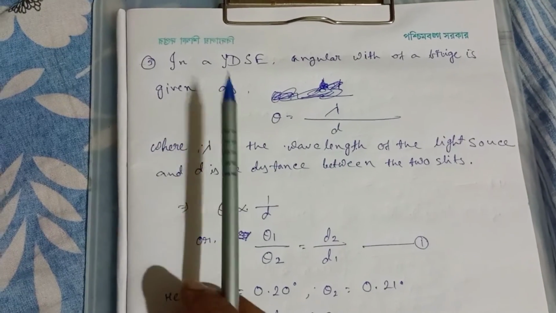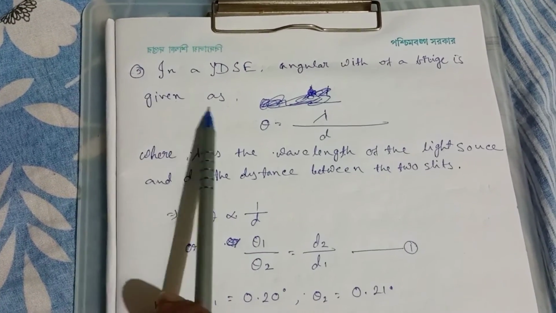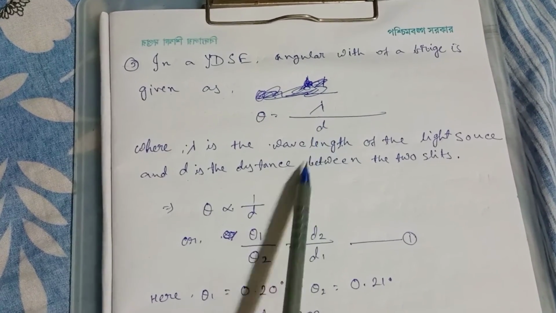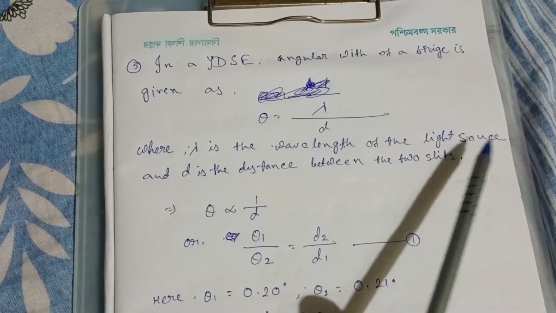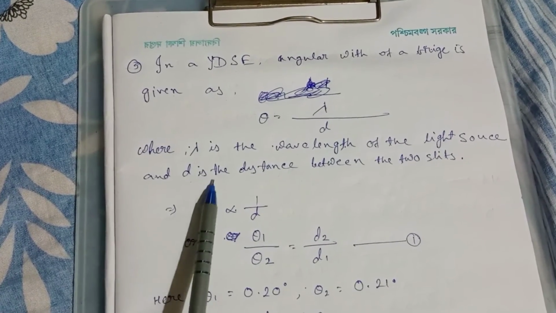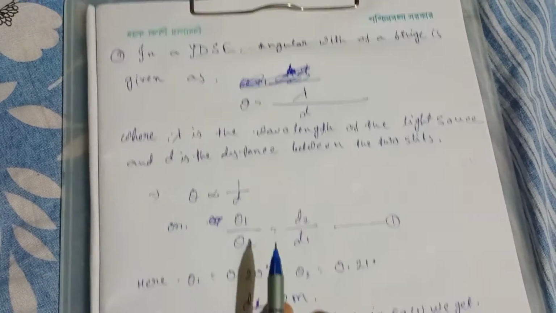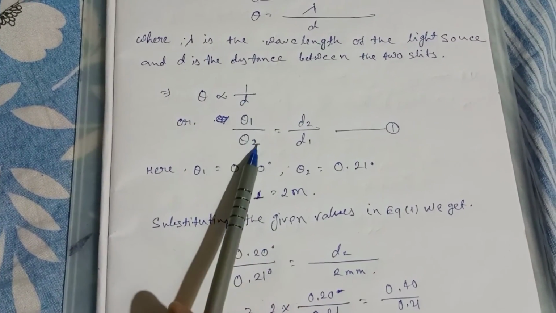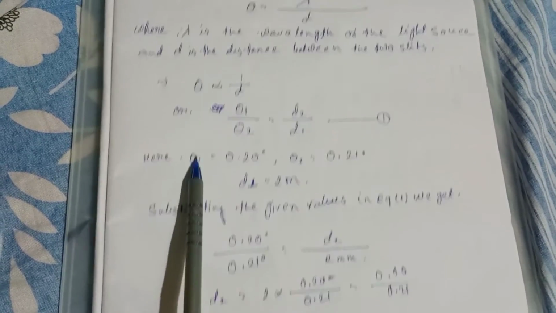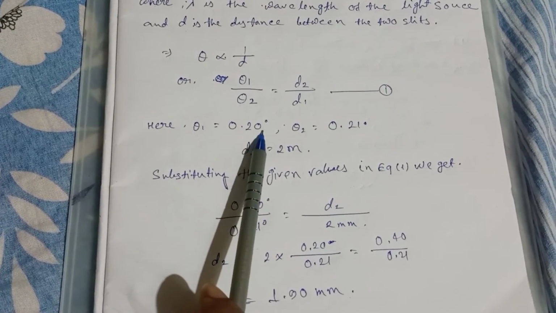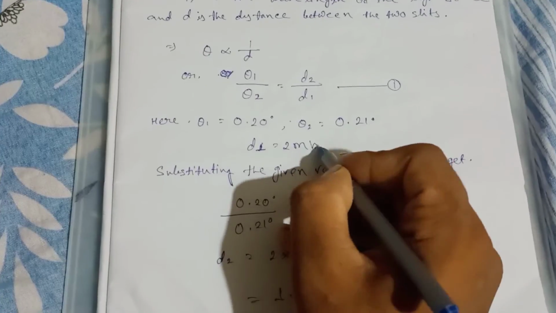Answer: in YDSE, the angular width of a fringe is given as theta equals lambda by d, where lambda is the wavelength of the light used and d is the distance between the two slits. Theta varies as 1 by d. Theta 1 by theta 2 is equal to d2 by d1. Equation number 1. Here theta 1 is equal to 0.20 degree, theta 2 is equal to 0.21 degree, and d1 is equal to 2 millimeter.